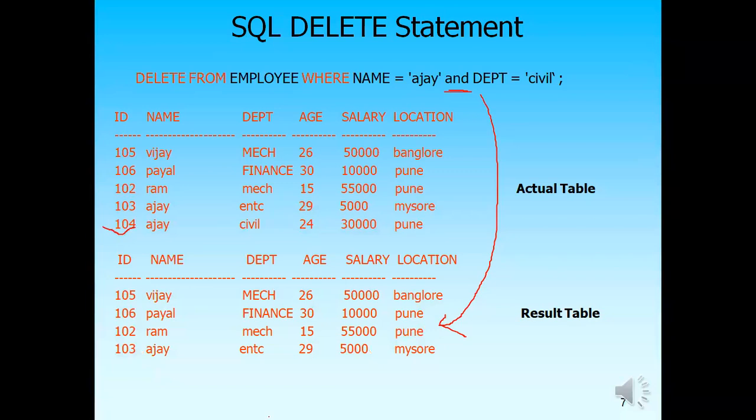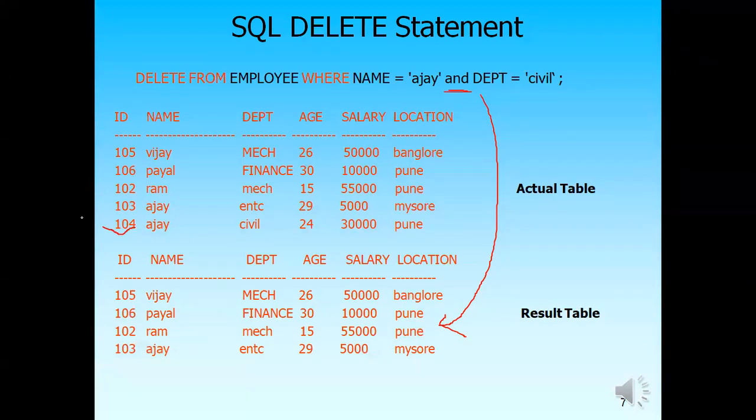This is another example of the delete statement, right? Delete from employee where name is equal to Ajay and department equal to civil. Assume your employee Ajay has left the college and we want to remove the information about this employee from the table. So how can we do this with the help of the delete statement? This is the syntax: delete from employee where name equal to Ajay and department equal to civil.